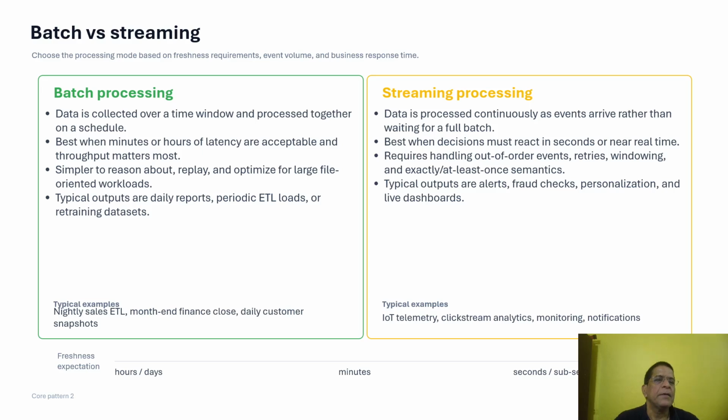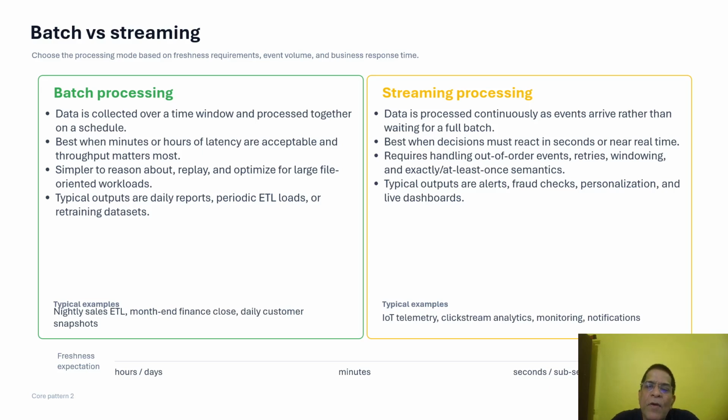Okay. Very important, as we have already started discussing, batch processing and streaming processing. Batch processing is where we upload the data, or store the data, and then process it and then analyze it. But in streaming processing, the data is processed continuously as events arrive rather than waiting for a full batch. It is best when decisions must react in seconds or near real time. The decision has to be made online. It should give the output immediately.